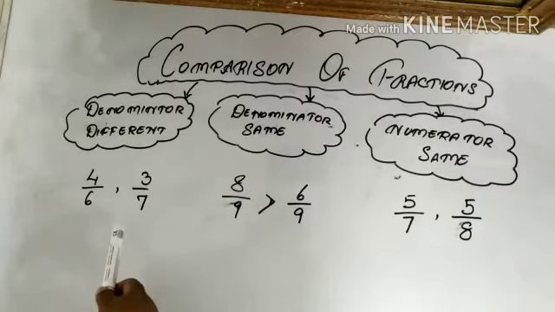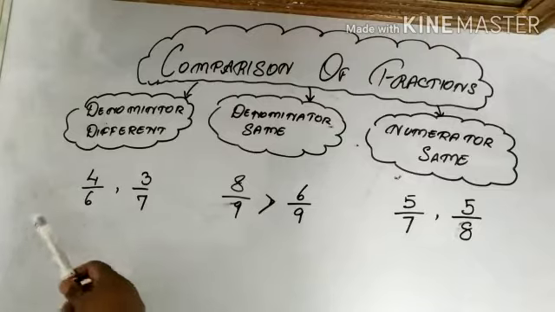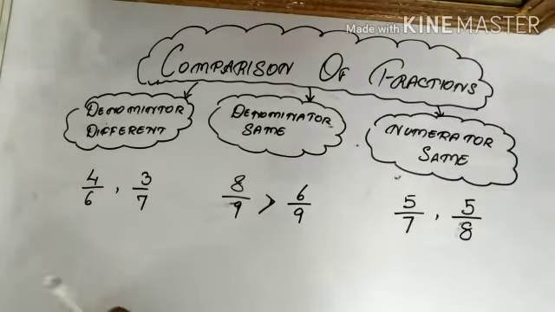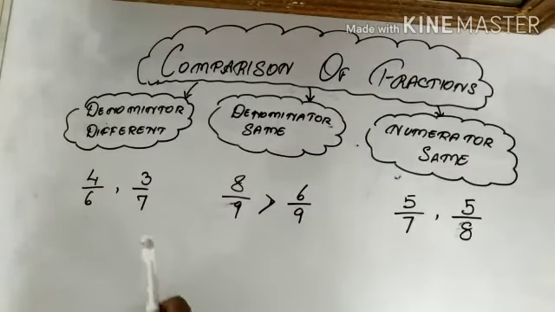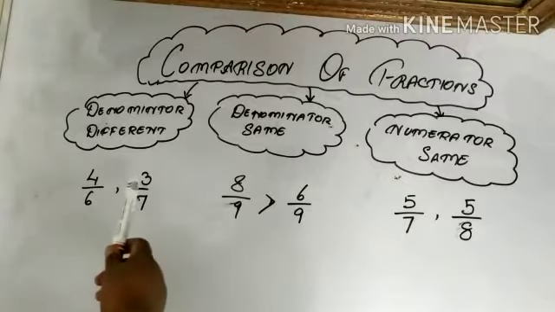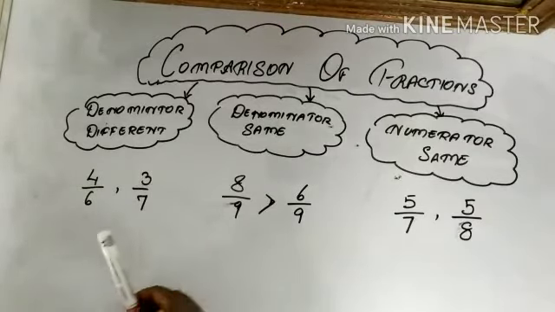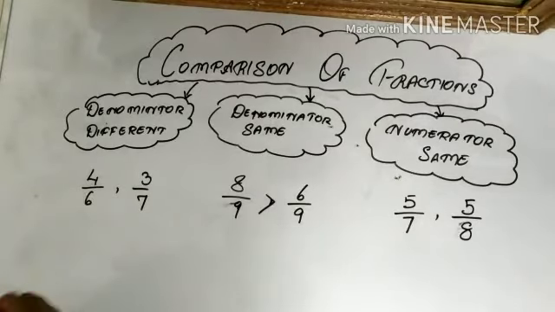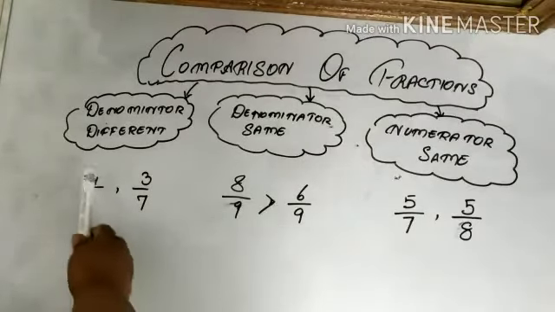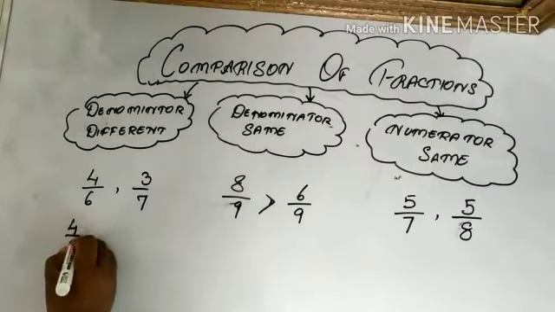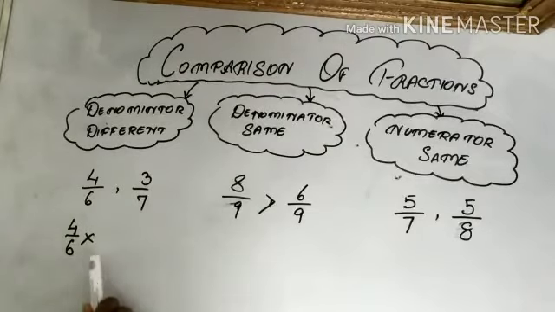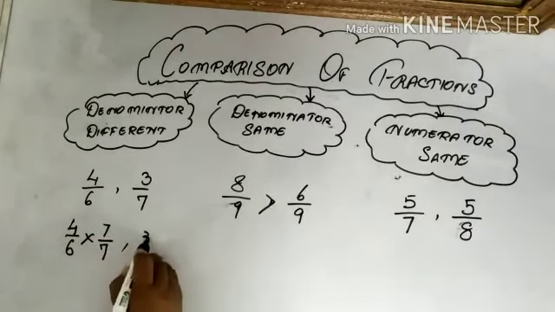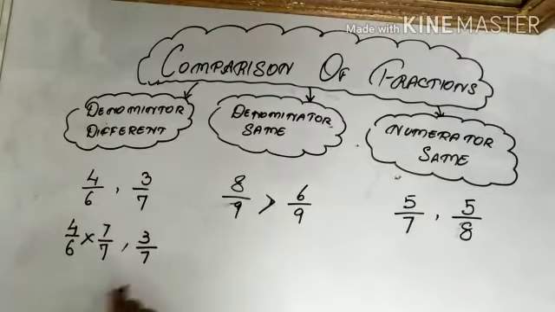So to compare these fractions, you will have to make the denominators the same. How can you do this? This can be done by multiplying the other denominator to this. Let's see how we'll do it. For example, 4 by 6 and 3 by 7. We'll cross multiply: 4 by 6, multiply by 7 by 7 on this side, and over here in 3 by 7, we'll multiply by 6 by 6.